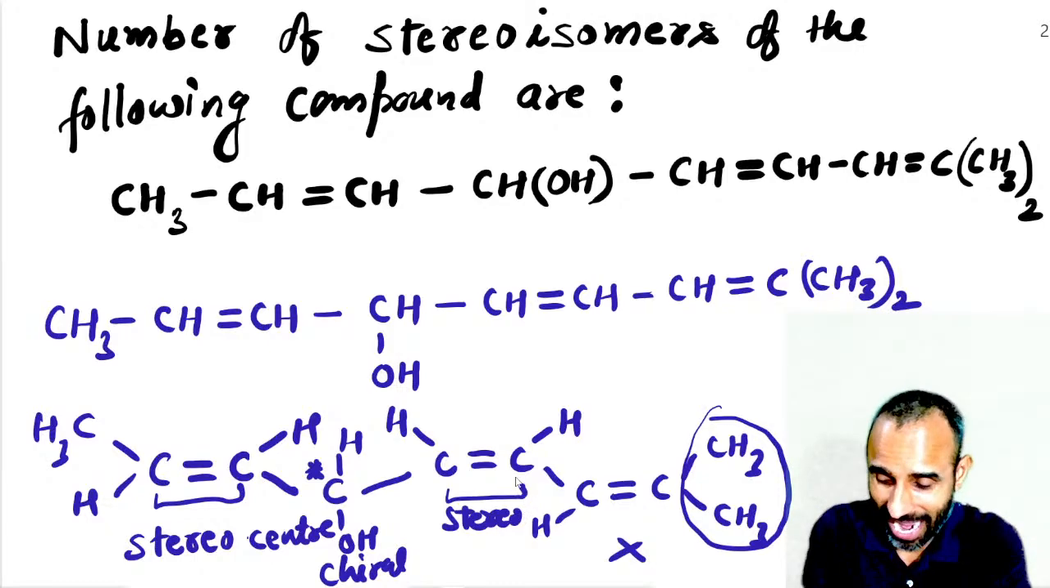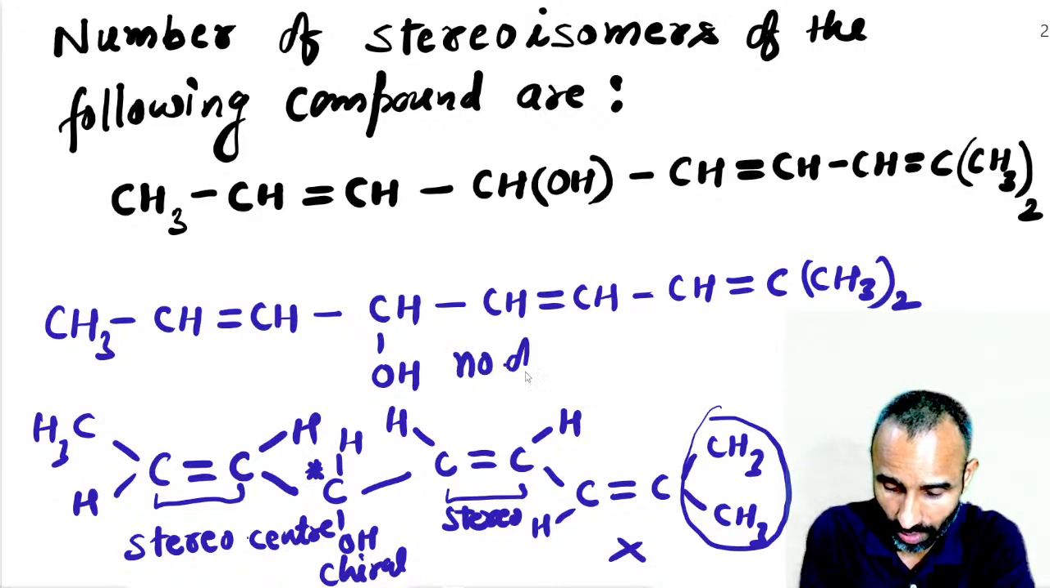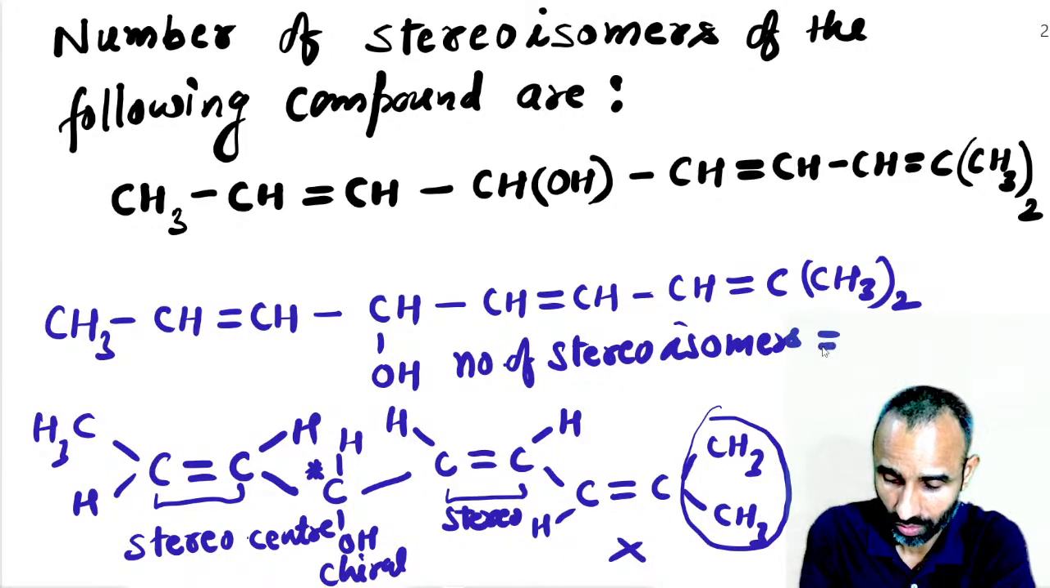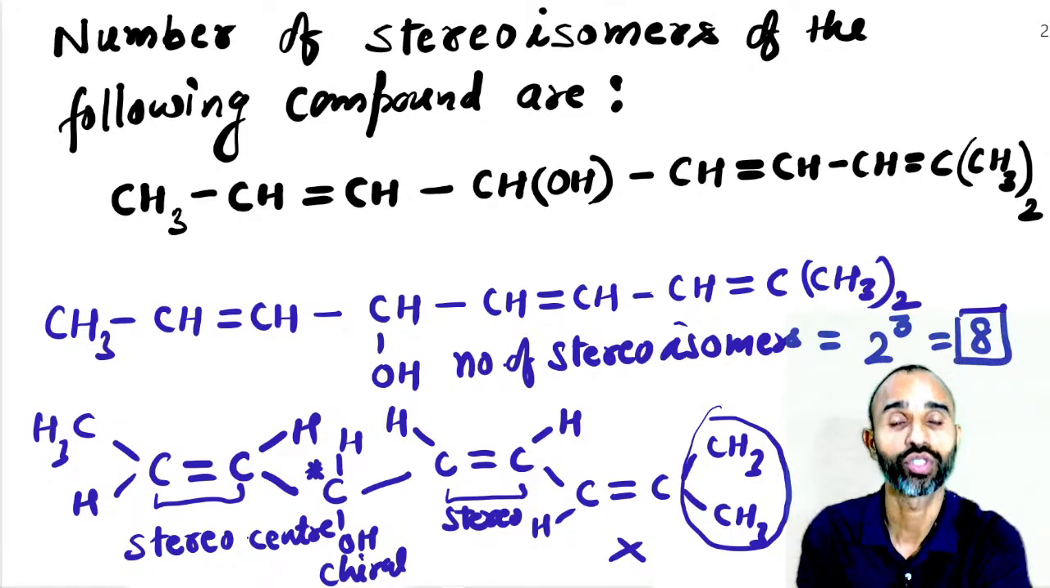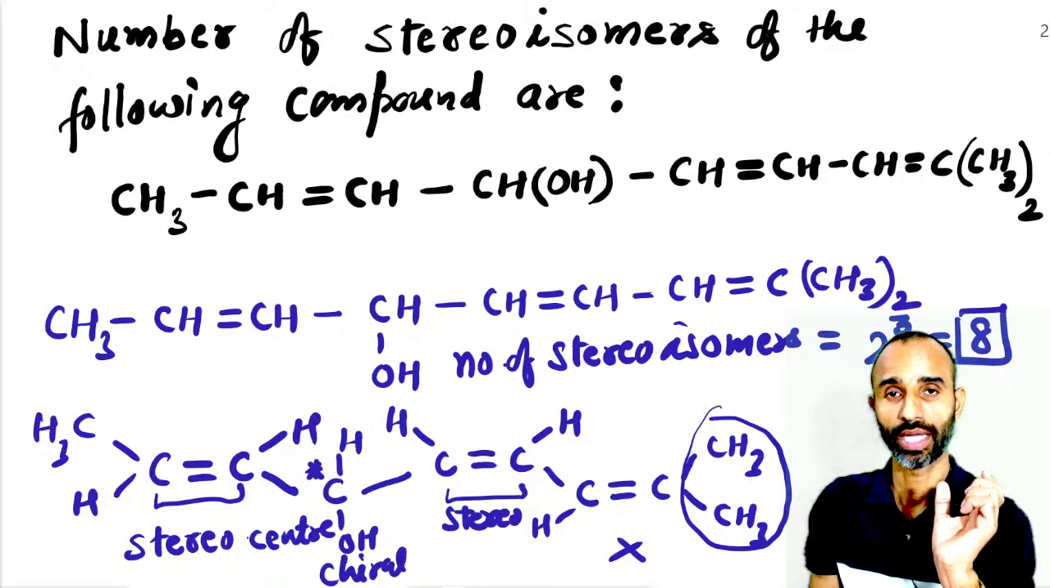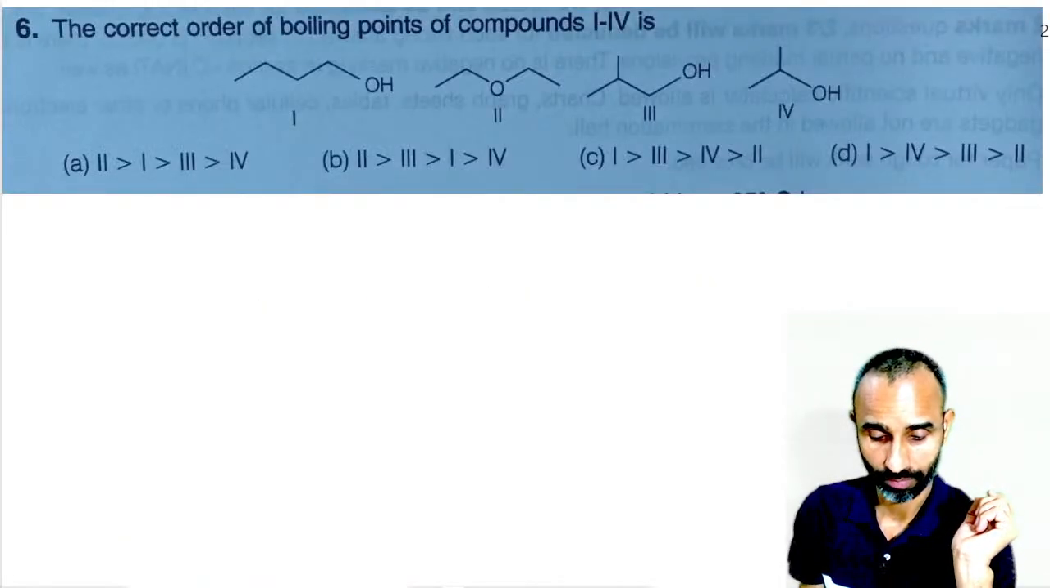So number of stereo isomers is always equal to 2 raised to power n. N means number of stereo centers. So total there are 8 isomers.